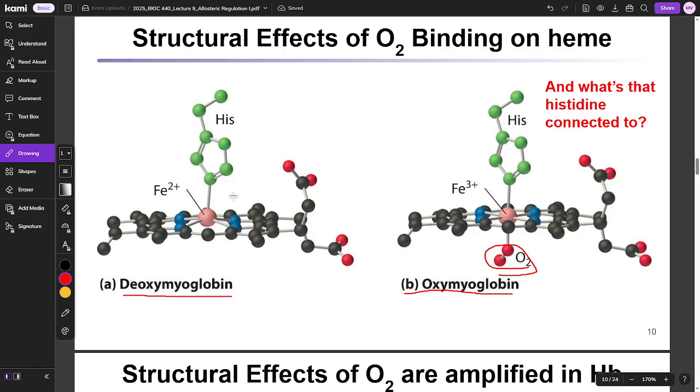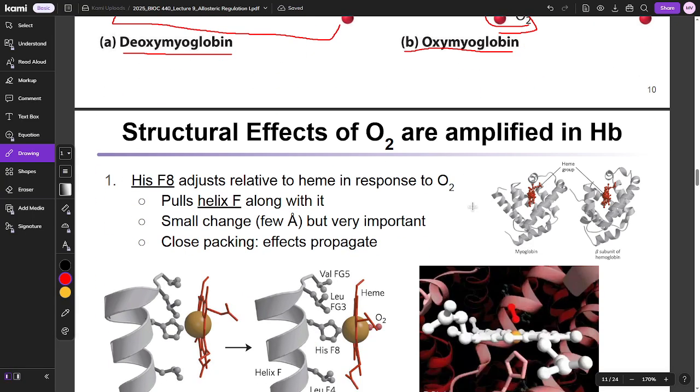So in deoxymyoglobin, this histidine has a coordination complex, sharing its electrons with this iron, and it pulls this heme group. This is the heme group here. It pulls the heme group upwards. However, when the O2 is present, it also shares its electrons with the iron and it pulls it back down. So it's almost like the histidine is pulling it up and then this O2 is pulling it back down again. And the question is, what is the histidine connected to? The histidine is connected to an alpha helix.